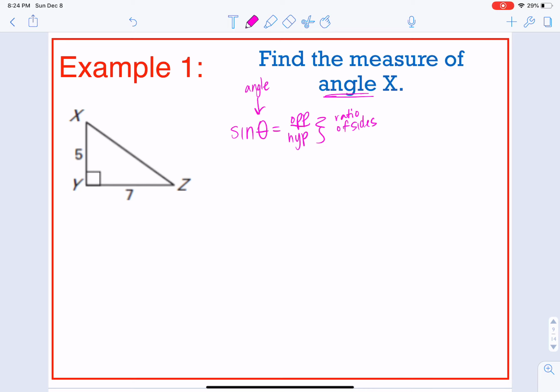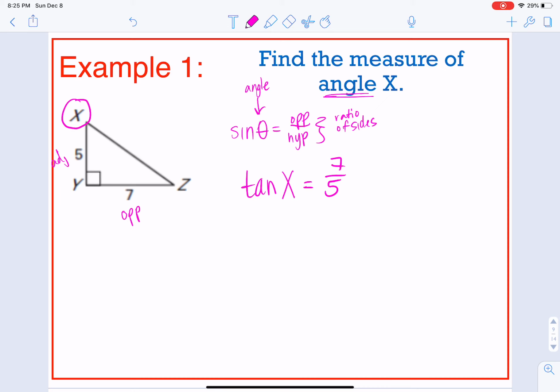So let's go ahead and set this up with everything that we know. I know that I'm talking about the measure of angle X here. And in relation to the angle X, I have information about the opposite and the adjacent. So let's say that tan of angle X is equal to 7 over 5. So you'll notice here I have the ratio of my side lengths. I'm not searching for a side length. I'm searching for an angle measure.